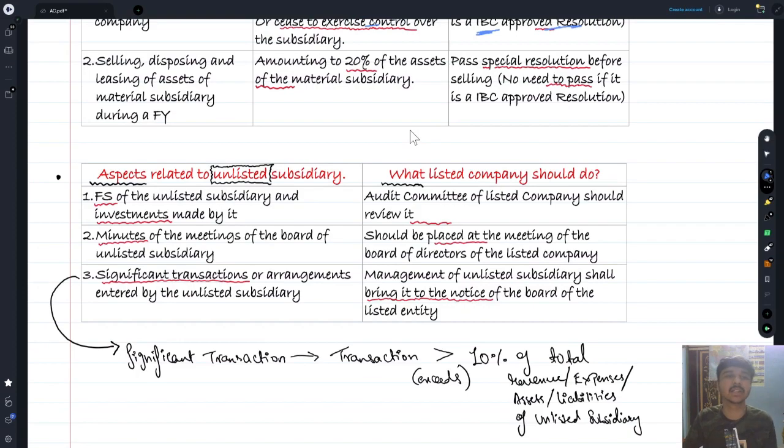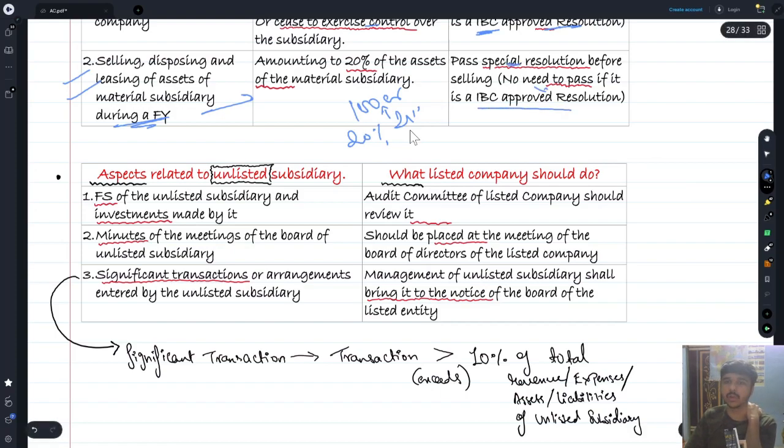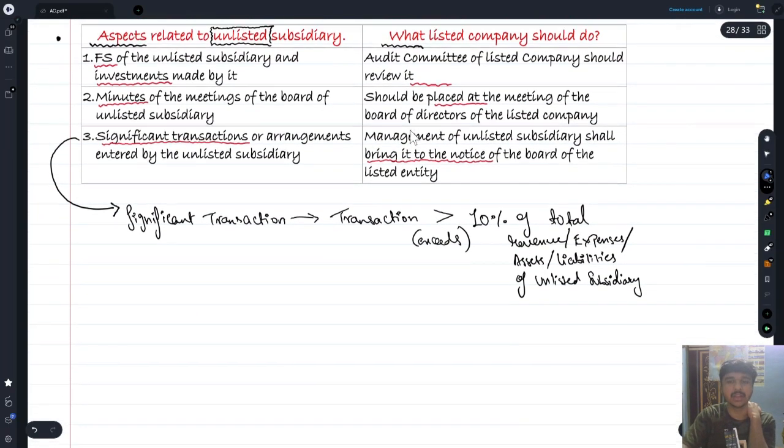For example, if the listed company is now selling, disposing or leasing of assets of the material subsidiary, the effect is that this sale is basically 20% of the assets of the material subsidiary. So the asset side consists of 100 crores of the material subsidiary, and we are selling, disposing, leasing of at least 20% or say 21% of this 100 crore. We need to pass a special resolution. But again, if it's an IBC approved resolution, we don't need to pass a special resolution. Guys, easy way, easily classified.